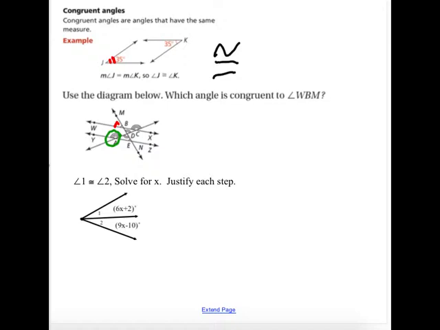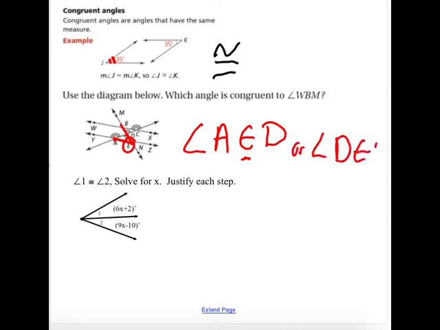If you look at the rest of your picture, you'll notice this one right here only has one arc, so I'm looking at an angle that goes from here to here. If I connect those points with my vertex in the middle, I would say angle AED. E needs to be in the middle because that's the vertex. You could also call this angle DEA. Either one is totally fine.